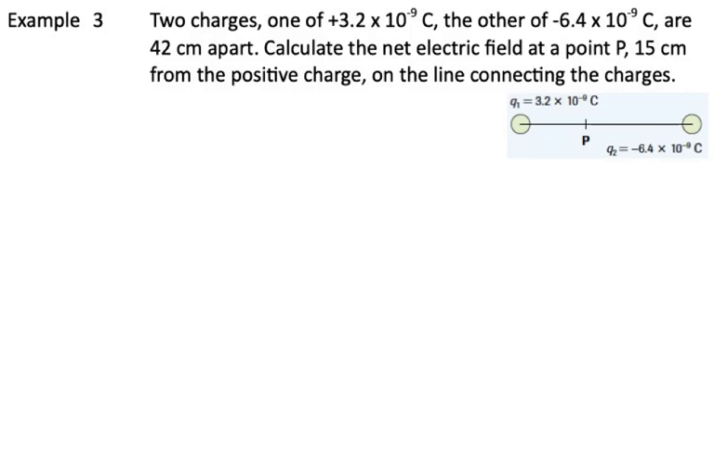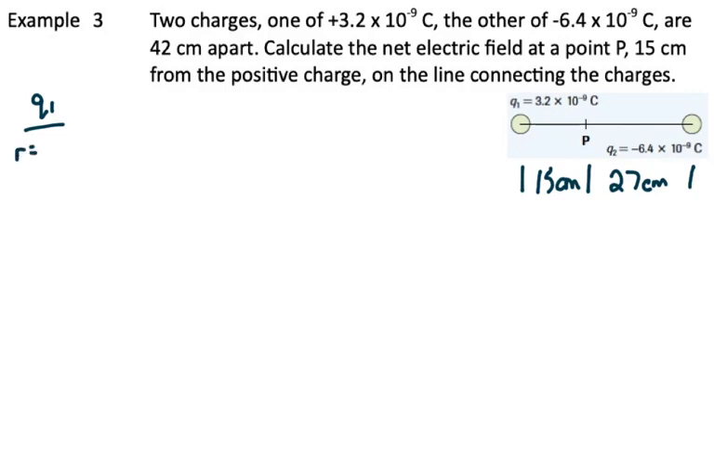That would be Q1. So we know in total the distance is 42 centimeters. We know this distance is 15 centimeters, means this distance has to be 27. And that will be important as we go to calculate. We do need to calculate the electric field of each charge at point P, and then we'll find the net charge after that. So dealing with Q1.